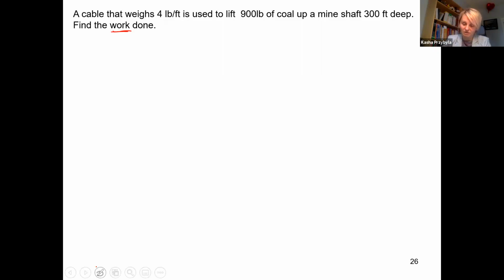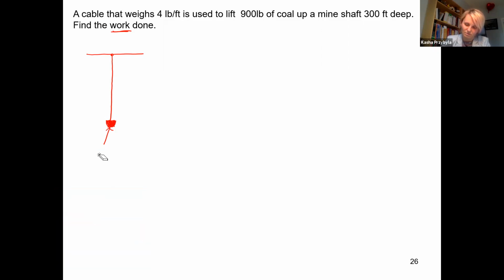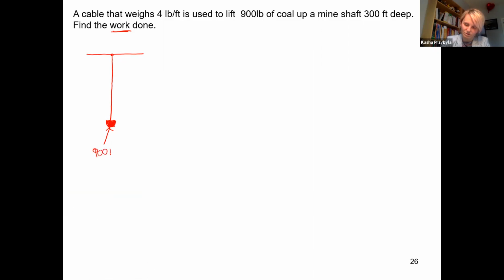Maybe I can just draw it like that. This will be the cable, and let's say this is the bucket with the 900 pounds. You probably know the answer almost right away: 900 pounds. But also the cable, right? The cable has its weight.